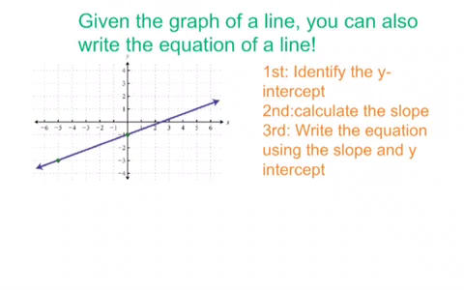Alright, so now we're going to look at a graph and we're going to pull out the y-intercept and the slope and put it in slope-intercept form for that linear equation. So first, we're going to identify the y-intercept. It hits the y-axis right here. So our y-intercept equals -1.